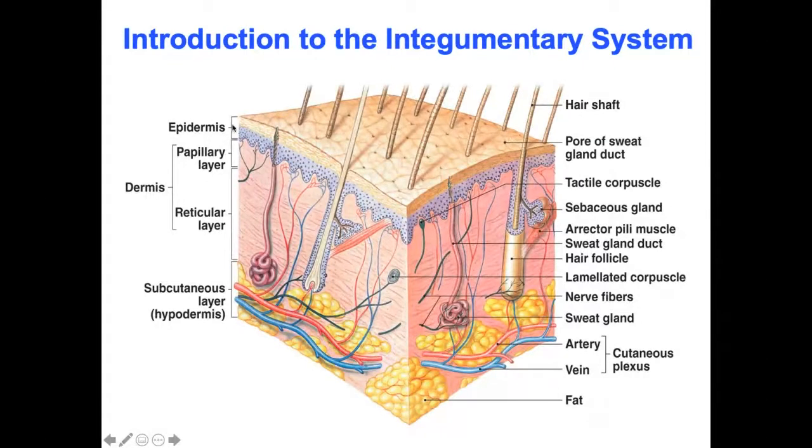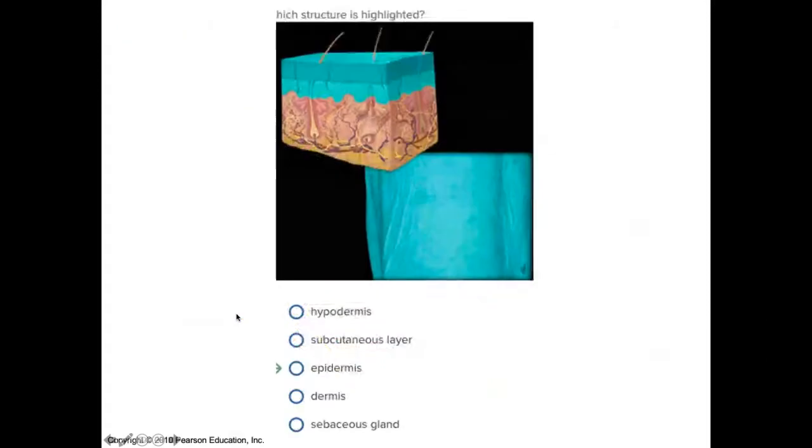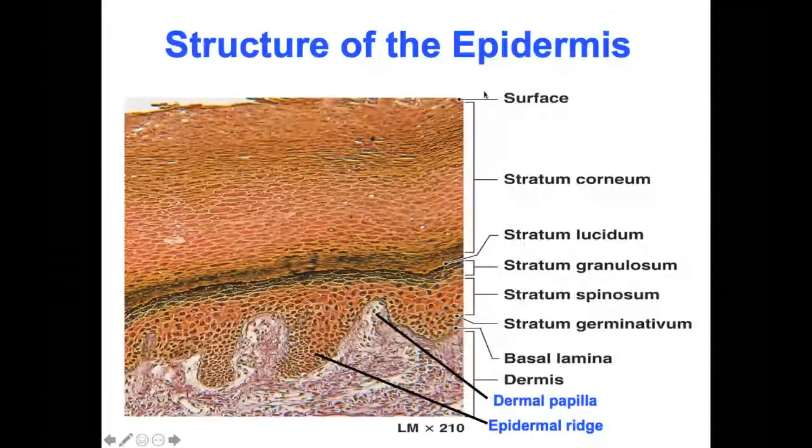Let's go back to the skin now. The upper portion is the epidermis. We have about 4 or 5 different layers. The dermis is the papillary and reticular layer, and then the subcutaneous, also known as the hypodermis. So let's take a look at what's highlighted here. The highlighted section, the upper portion, is the epidermis. Everything that's deep here, from here to here, this would be dermis. And below that would be the hypodermis.